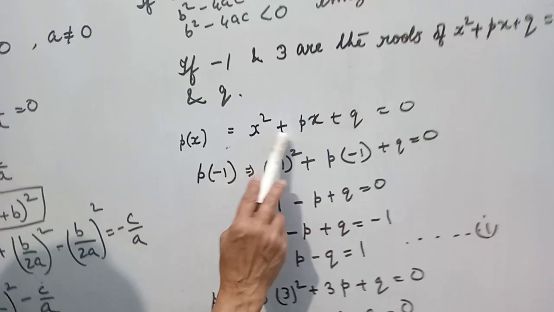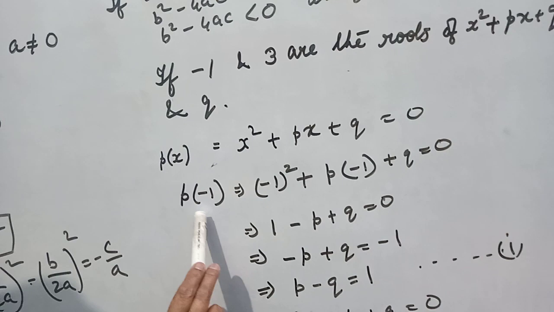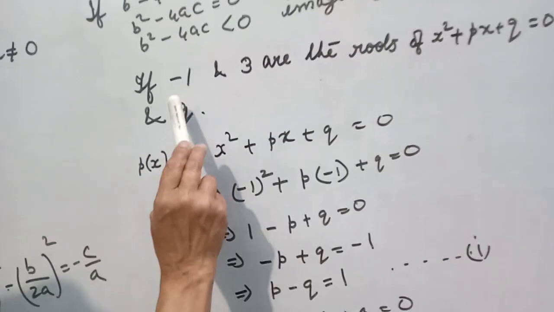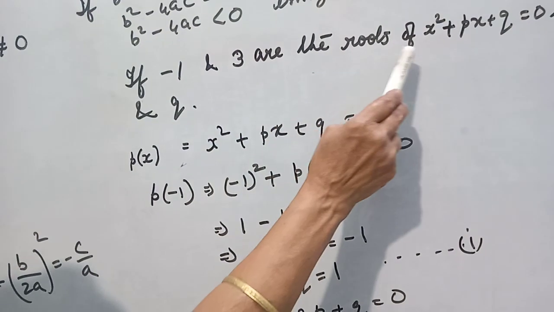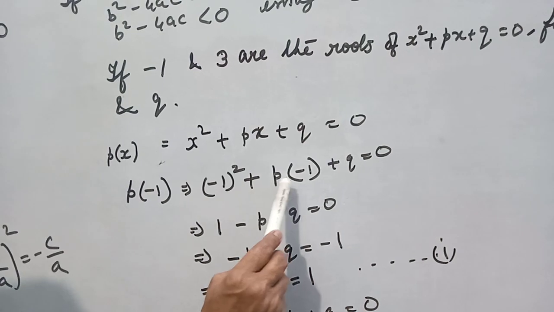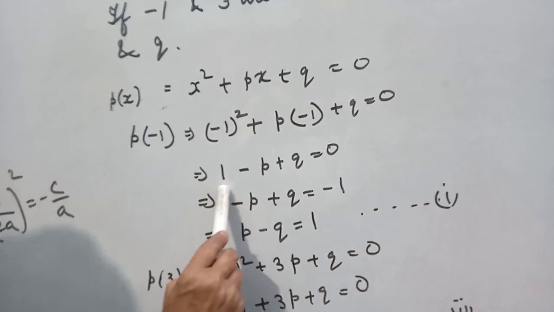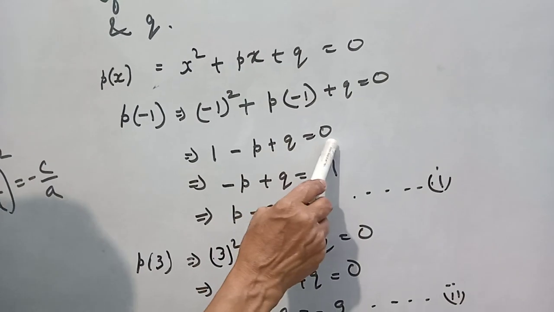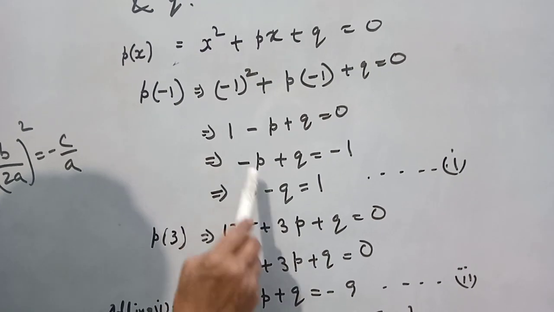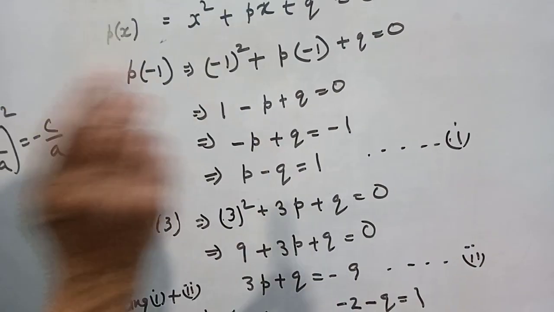Look once again. x square plus px plus q equal to 0. This type of question comes a lot for you. We have been given the roots here. If minus 1 and 3 are the roots of this equation, so put minus 1: minus 1 whole square plus p into minus 1 plus q equal to 0. So 1 minus p plus q equal to 0. So minus p plus q equal to minus 1. Now taking minus common throughout, this is p minus q equal to 1.